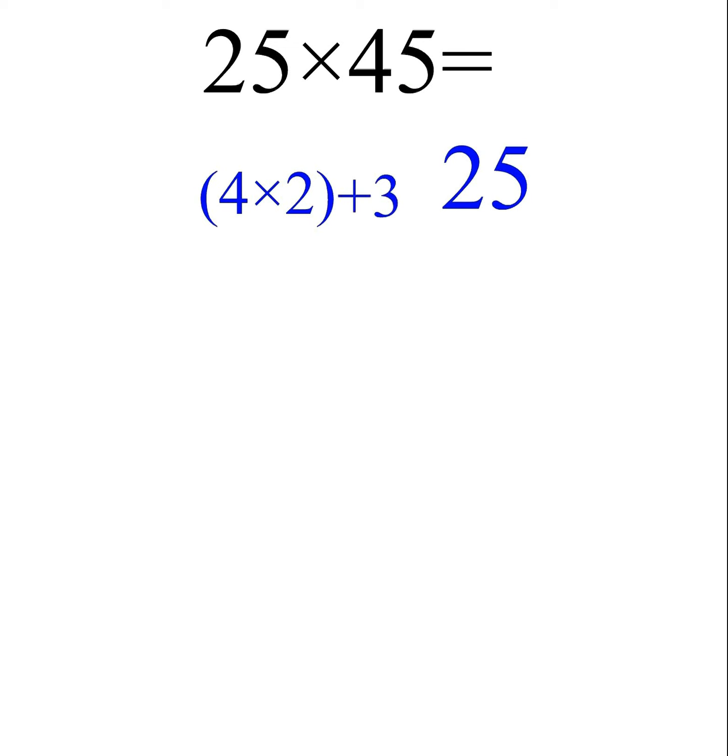So, what is 4 times 2 plus 3? It is 8 plus 3 or 11. And we write down 11 next to 25, and that's it, we're done.